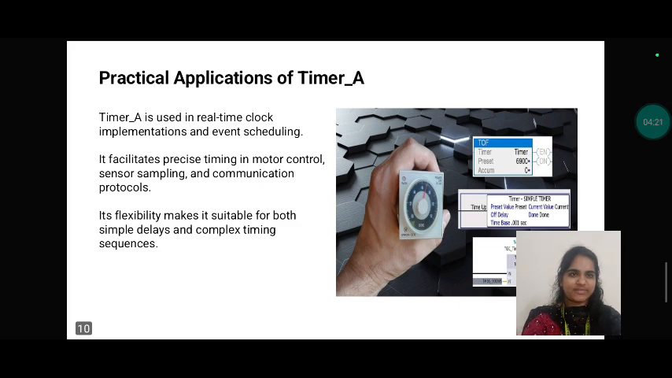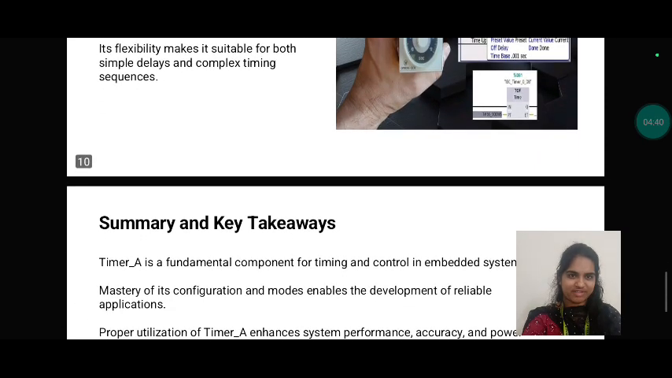Practical applications of Timer A. Timer A is used in real-time clock implementations and event scheduling. It facilitates precise timing in motor control, sensor sampling and communication protocols. Its flexibility makes it suitable for both simple and complex timing sequences.